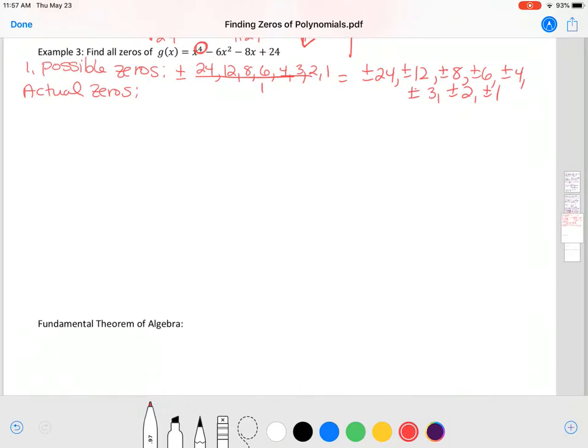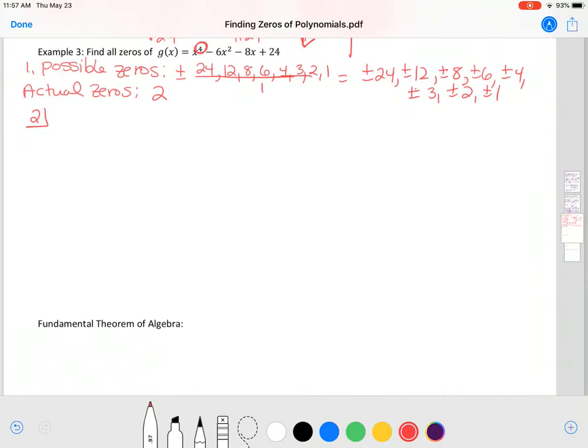Okay, so when we go through and plug in all those different possibilities, what you're going to find is the only actual rational zero that we have is 2. So then I'm going to use synthetic division to break this down and factor it.